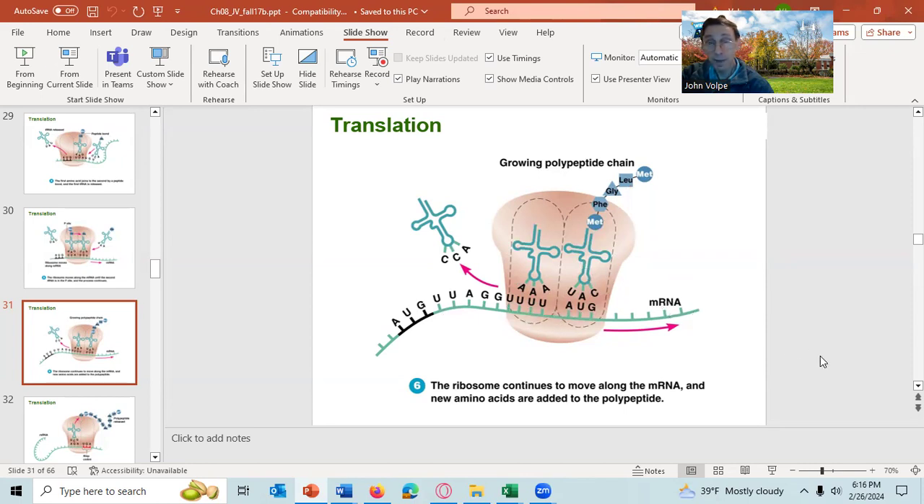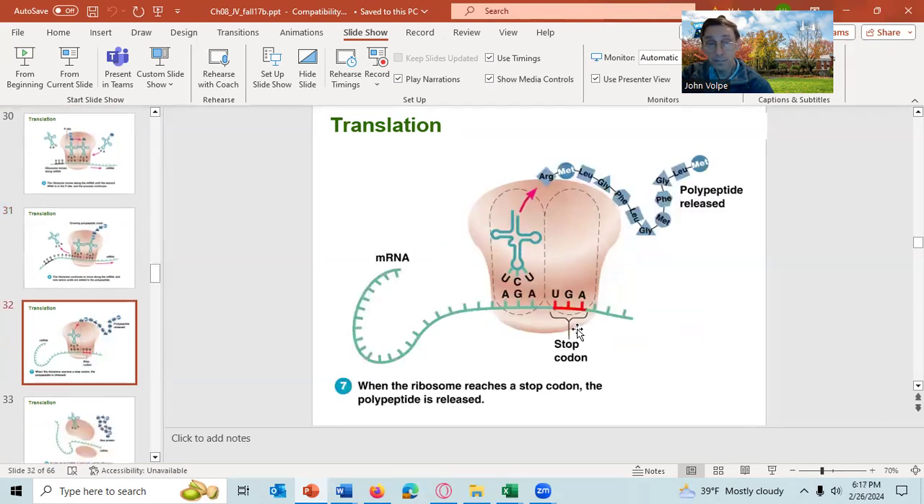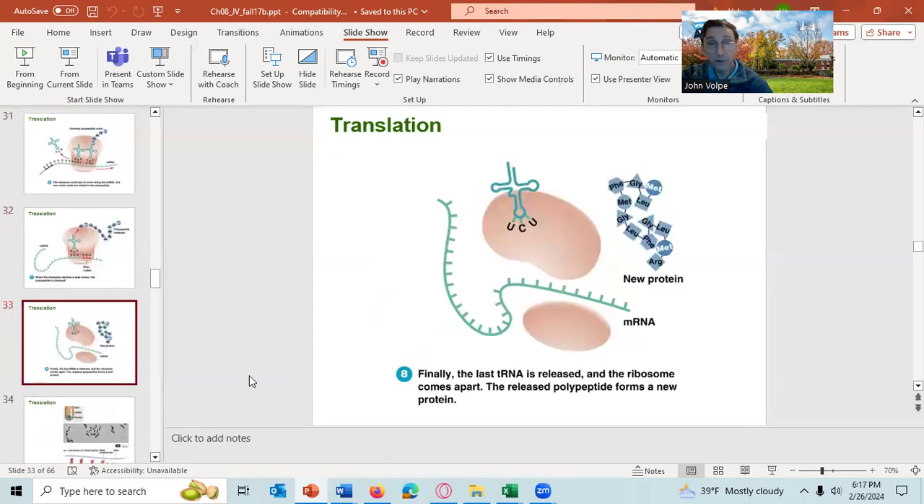This continues until the ribosome moves down to a stop codon. The stop codon tells the ribosome to stop protein translation here. And so protein translation stops. And what happens is the ribosome will release the amino acid from the tRNA. That tRNA will fall out, and then the ribosome will dissociate and fall off of the messenger RNA, as shown here.